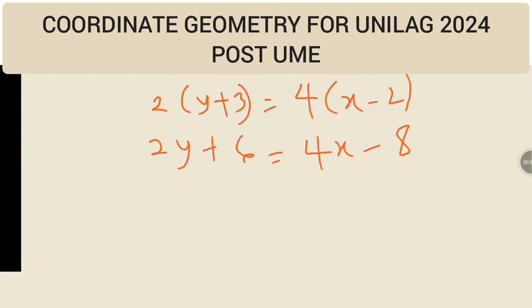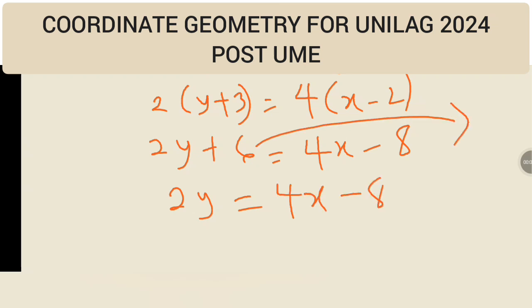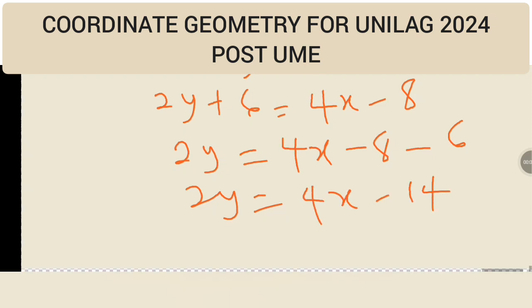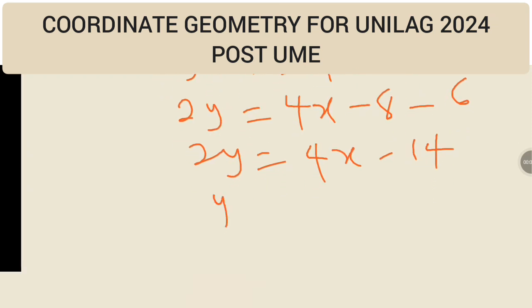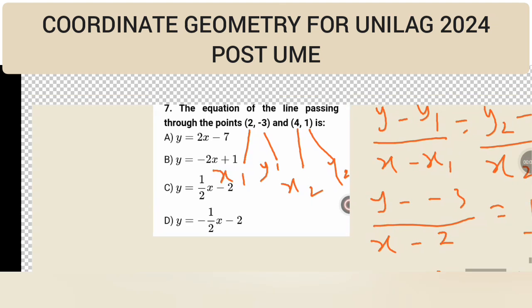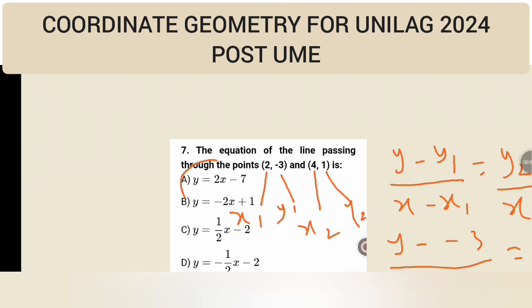So that's clearly like terms. So you have 2y is equals to 4x minus 8. I'm bringing this 6 to this side. That will be minus 6. So 2y equals 4x minus 14. So we divide all through by 2. That will give you y equals to 2x minus 7. So y equals 2x minus 7. So go to the option and pick it out there. So that's the answer to that question.